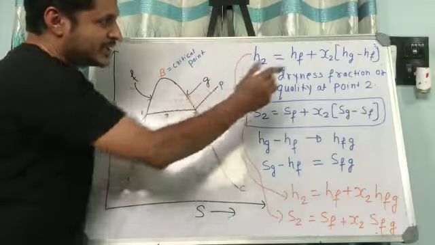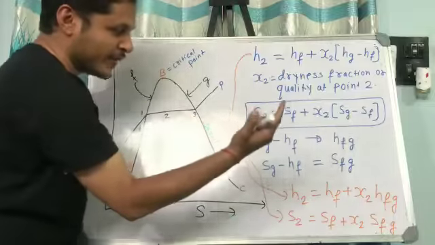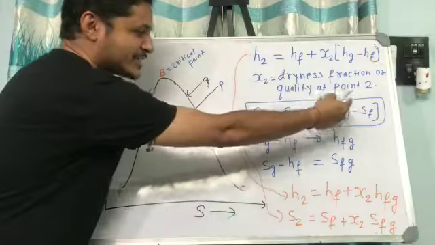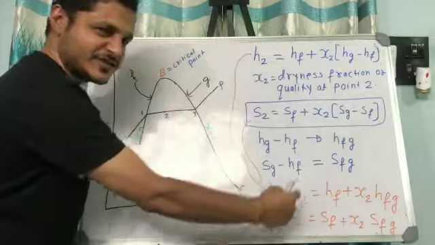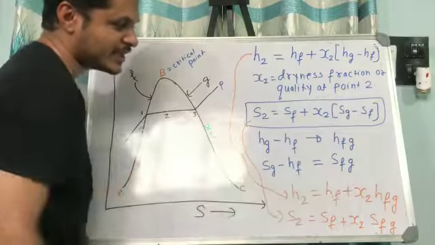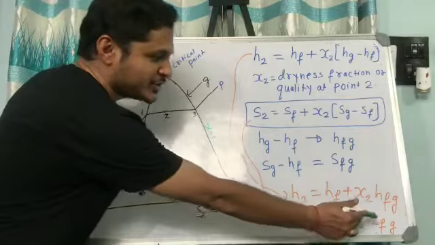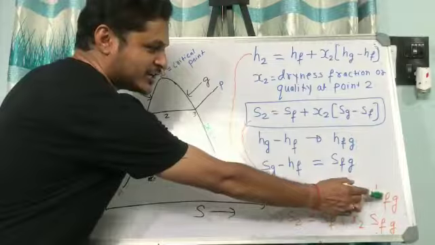One thing: Hg minus Hf can be written as Hfg, which you will find in the table. Similarly, Sg minus Sf can be written as Sfg. So directly I can write these equations as H2 equals Hf plus X2 into Hfg, and S2 equals Sf plus X2 into Sfg. You will get these values directly in the table.